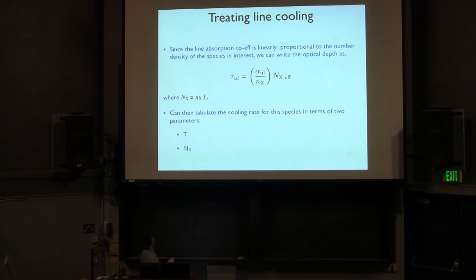So you can then express your opacity in this following form, and then you can just parameterize everything in terms of temperature and the column density of the species. It means you don't have to do lots of work while you're doing the simulation. You're not going to calculate that alpha all the time. You're just going to parameterize it in terms of these two things and have a lookup table. So you're not doing any extra work in the simulation you don't have to do.